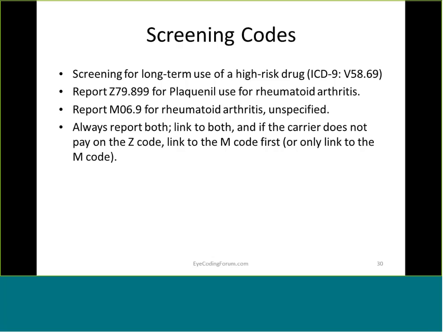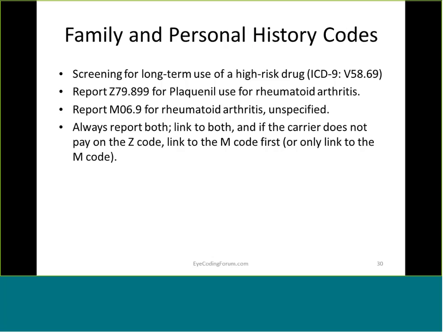In addition, report the rheumatoid arthritis code M06.9. That is an unspecified code, and there are many more specific rheumatoid arthritis codes, but I understand you may not know exactly where it is, but there are more codes. Always report both codes, and I would link both to the office visit. Now, if the carrier does not pay on the Z code alone, then link to the M code first, or you may only link to the M code if you're having a problem getting paid.